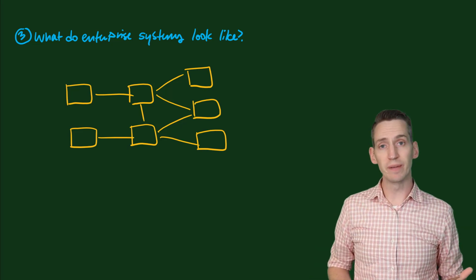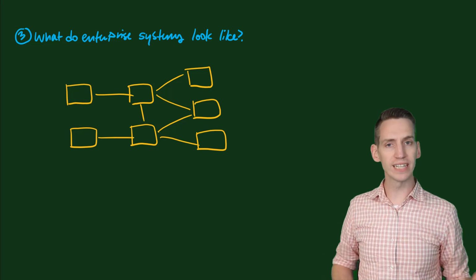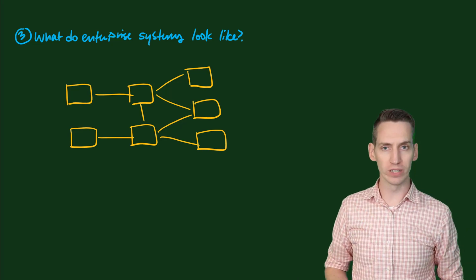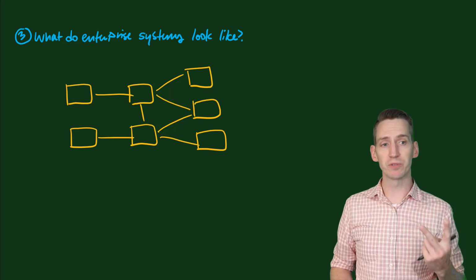Now that we've covered database basics, let's look at what this looks like inside of an enterprise system. So, large database systems that are used by large organizations. An enterprise system database is generally going to have two types of data.